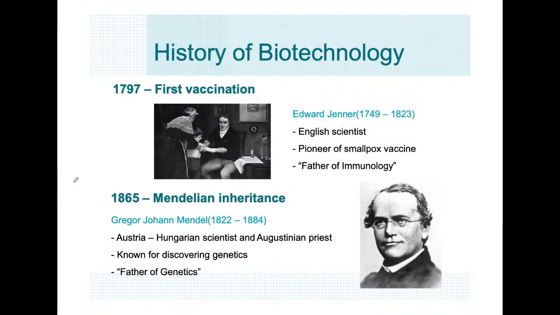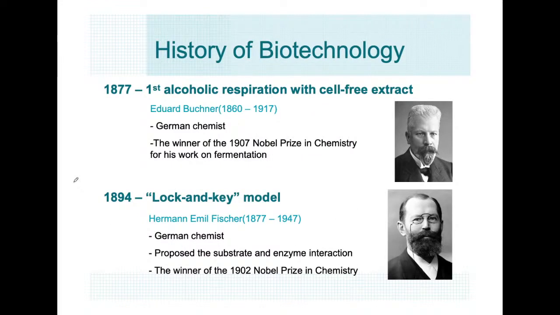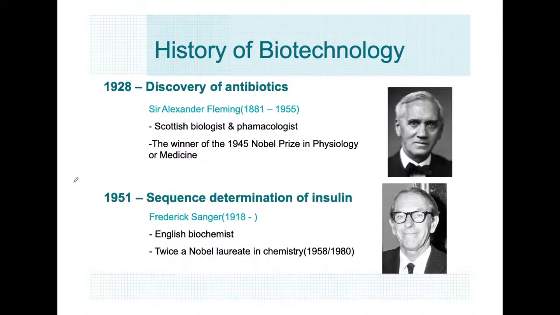Then in the history, the first vaccination was done by Edward Jenner, an English scientist who invented the smallpox vaccine, also known as the father of immunology. Then comes Mendelian inheritance, the father of genetics, known for his work on peas and genetics. Later, alcoholic fermentation with cell-free extract was discovered by a German chemist who won the Nobel Prize in 1907. Then the lock and key model was proposed by Hermann Emil Fischer, who won the Nobel Prize in 1902 for his work.